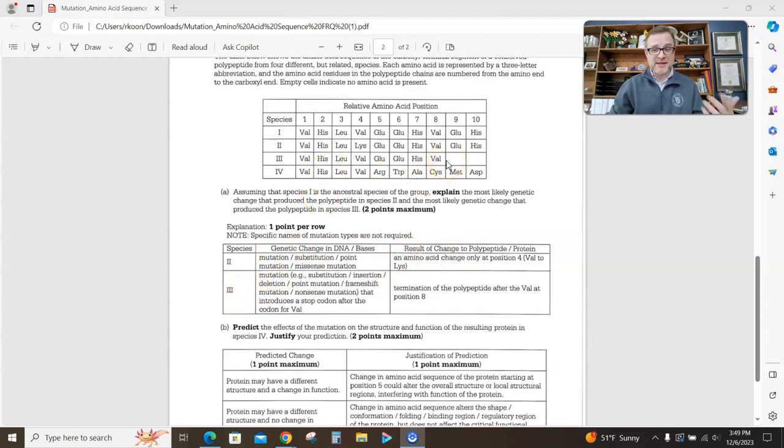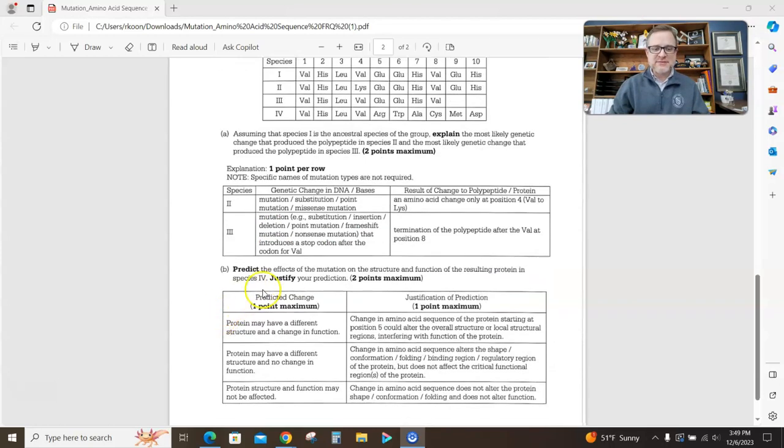For species 3, the protein ends early. In my head, I immediately think that's a premature stop codon. All you had to say, though, is that there was a mutation that ended the polypeptide prematurely after position 8. Now, that is a nonsense mutation. That is a premature stop codon. All those are true, but all you had to say was a mutation that terminated the polypeptide after the valine at position 8. All right.